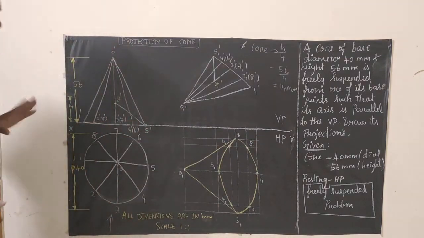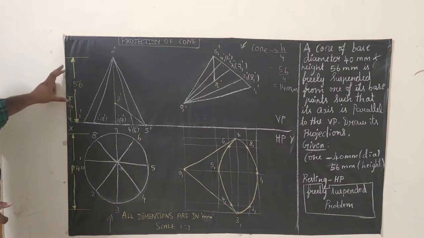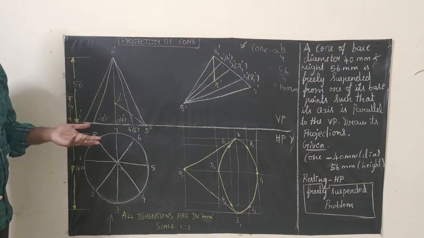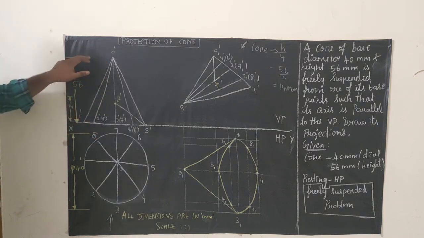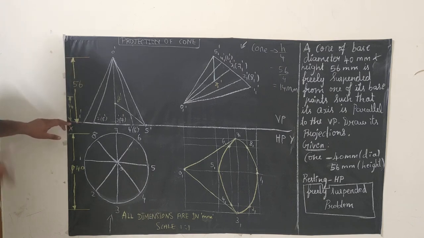So the dimensioning part: here you need to dimension the height of the cone. Height of the cone is 56 mm. From O dash draw a line, an extension line. This is the extension line, and here we already have the axis, so no need to extend. So draw this dimensioning line. This line is called the dimensioning line.